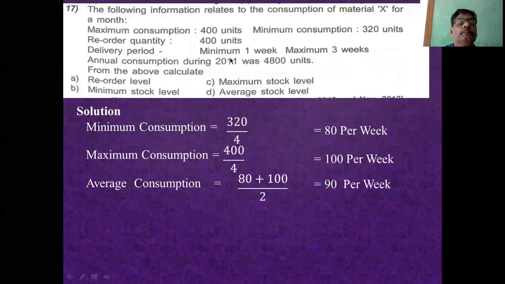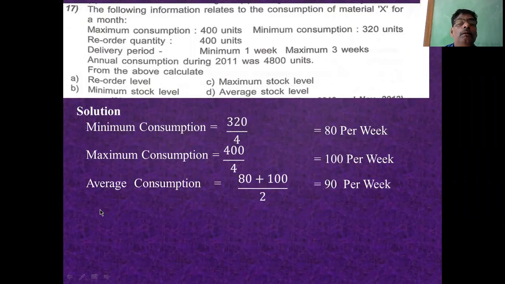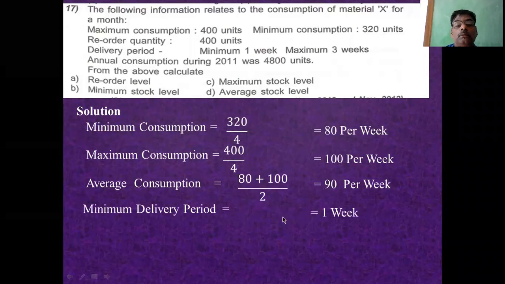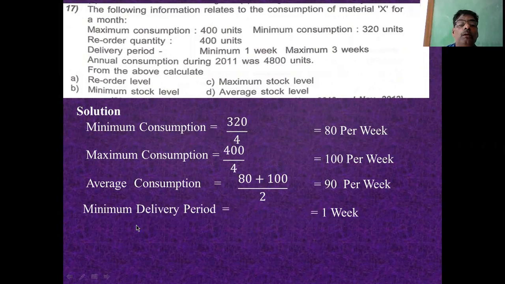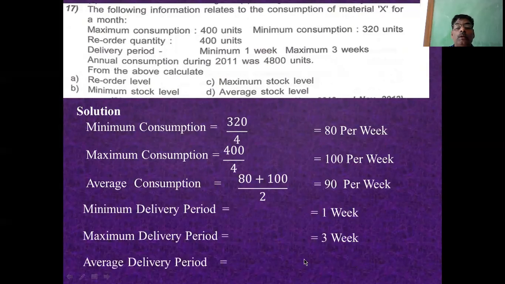Then delivery period: minimum 1 week. Maximum delivery period 3 weeks. Average delivery period 1 plus 3 divided by 2 is equal to 2 weeks.